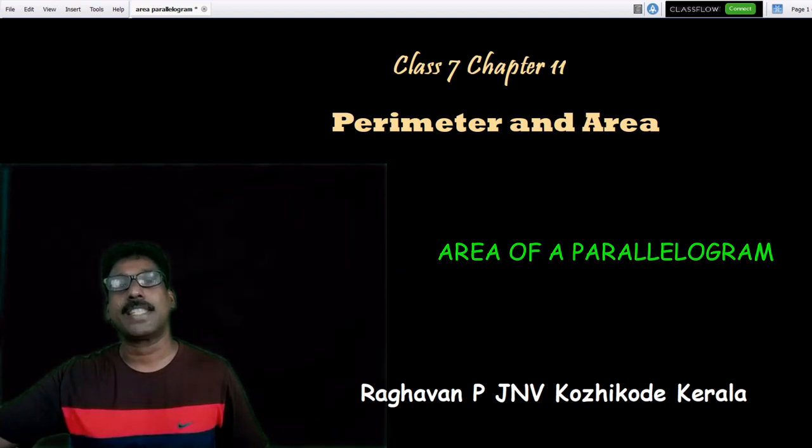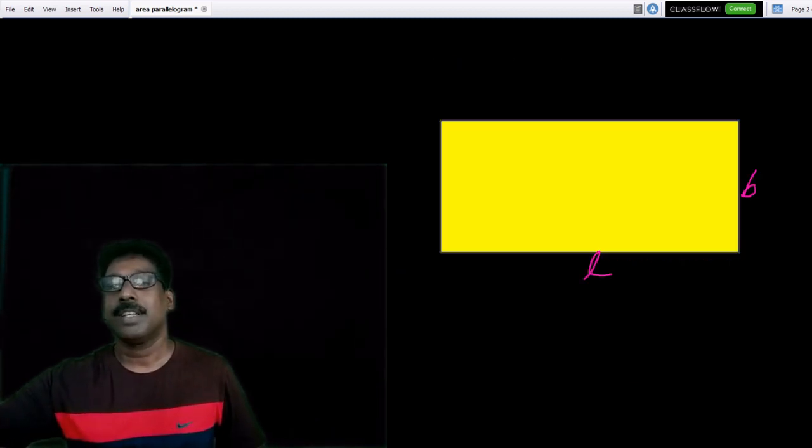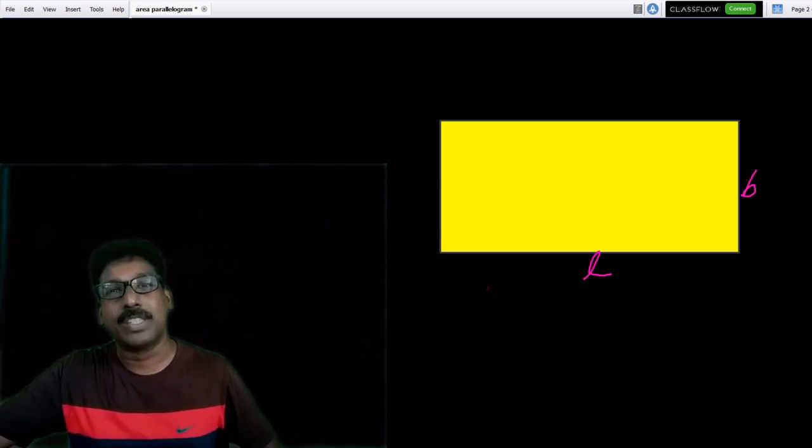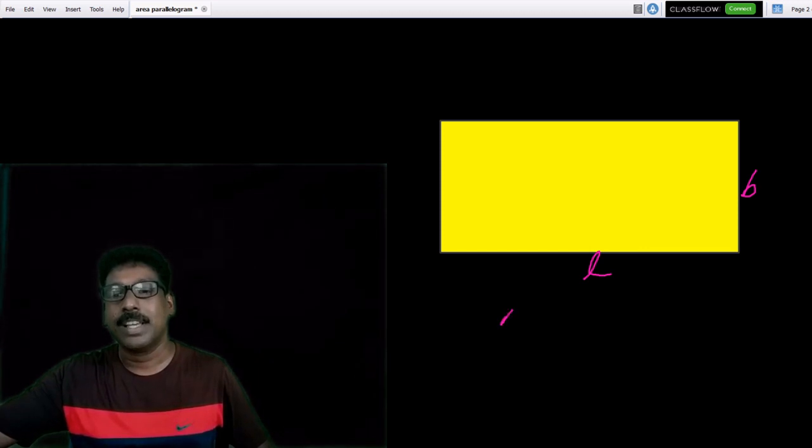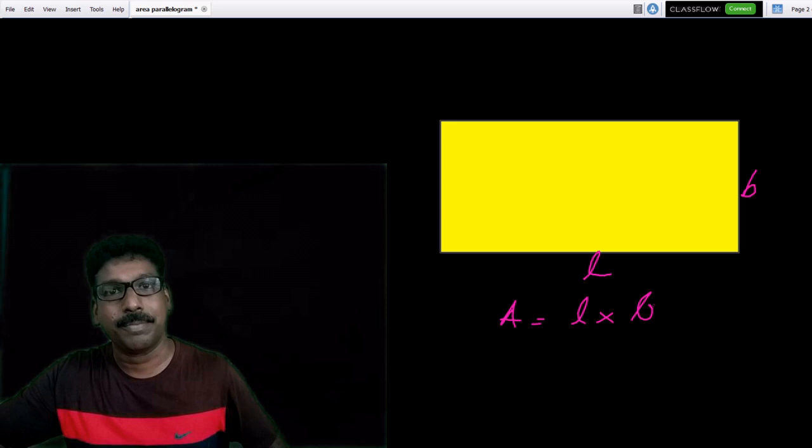Before going to discuss, let me ask a question. If L is the length and B is the breadth, what's the area of this rectangle? Yes, area you can write it as length into breadth.